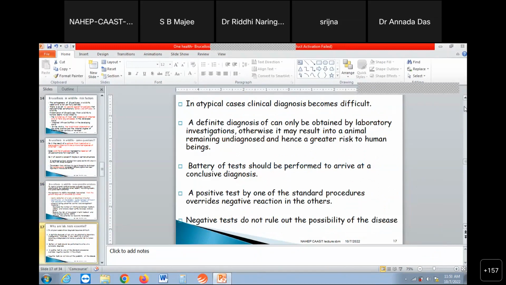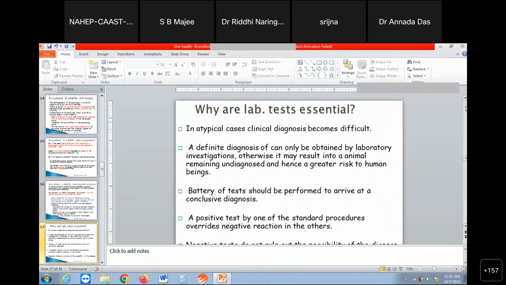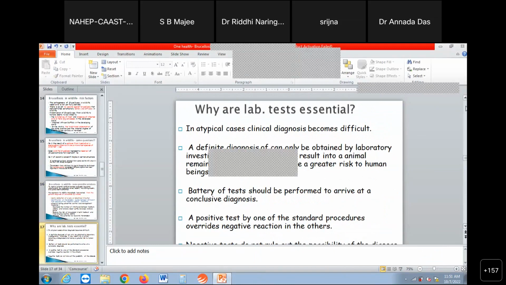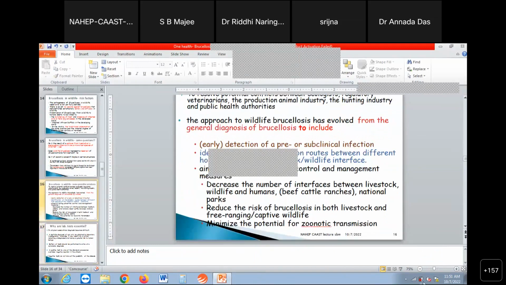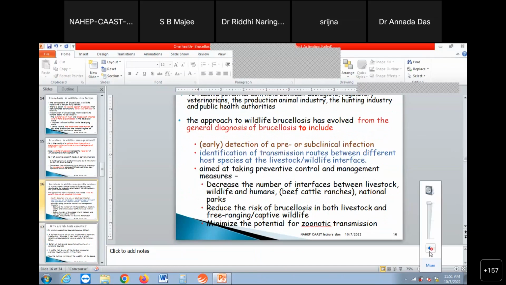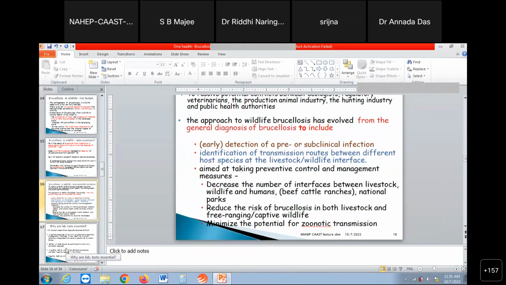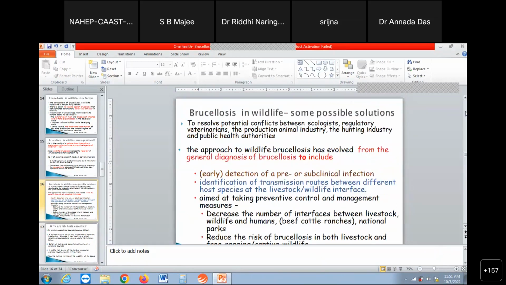Now, why are lab tests essential? Because you may not be able to diagnose; in animals it's very difficult. It's not possible that in wild animals you are going to get a very typical case. A typical case may not be found in wild animals at all. So to resolve the potential conflict, why are lab tests essential?